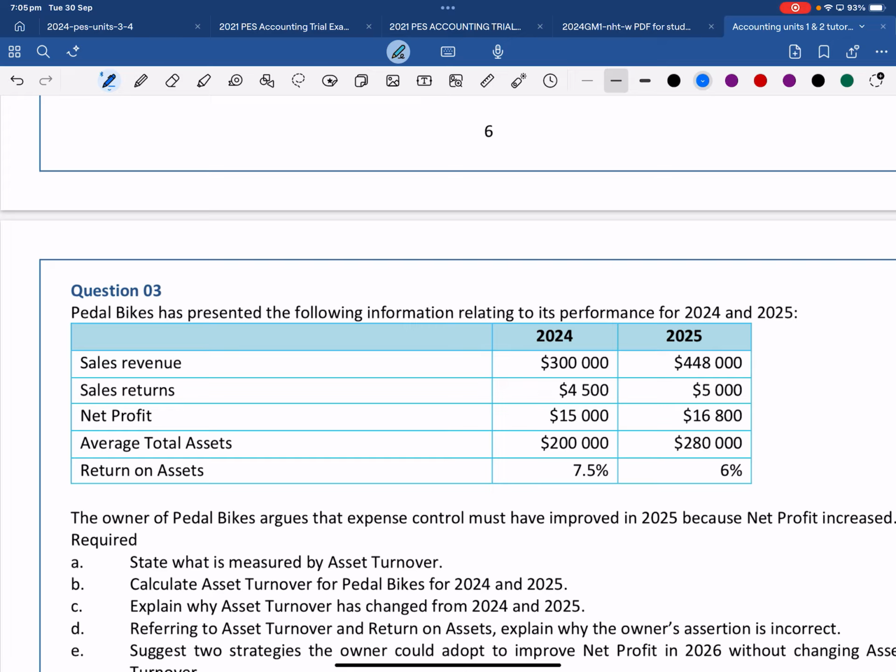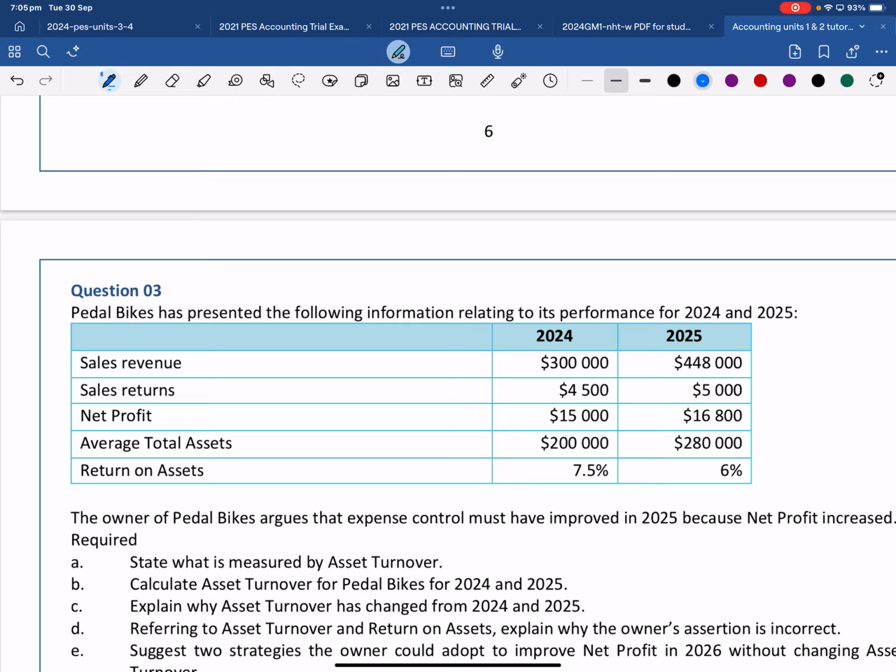As a result, he is saying that expense control has improved. You think so? Expense control improved? No. Very good. Why is that? Because the average total assets increased. Yes, comparatively, average total assets increased, but net profit has increased at a lower rate than the average total assets. Very good. What else?